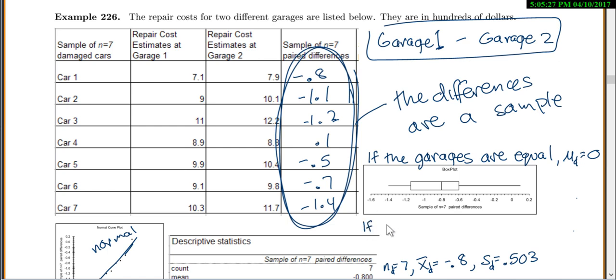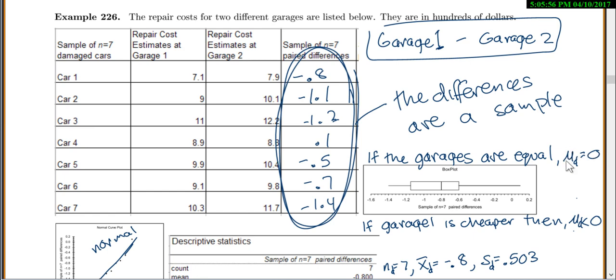Let's see. And if garage 1 is cheaper, then the mean of the differences should be what? Okay. So if garage 1 is cheaper, all of these numbers should be less than the numbers at garage 2. And so when you subtract them, you're going to have small numbers minus big numbers, and you're going to get a lot of negatives, kind of like what we got here. We'd expect this difference to be less than 0.